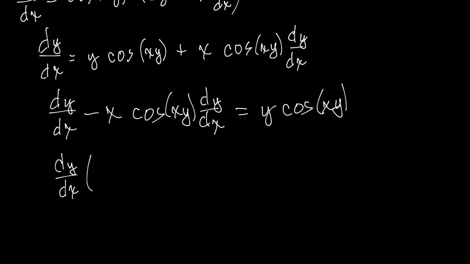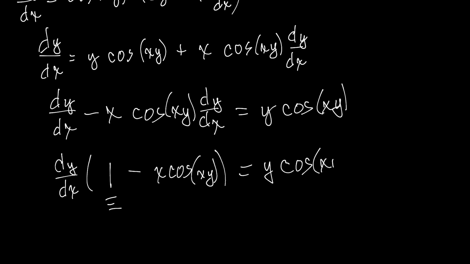Careful here, a lot of students will just write negative cosine of xy, and they would forget that there's a 1 here, because dy/dx times 1 was dy/dx. Now I have to say dy/dx times this was x cosine of xy. So very important that we get this 1 in here. And that's equal to y times the cosine of xy.